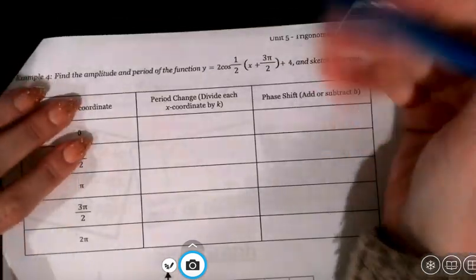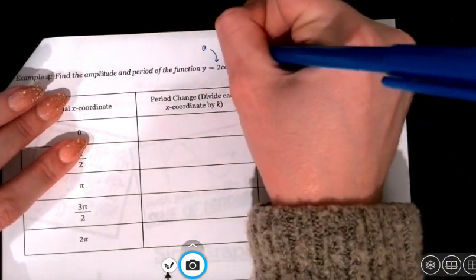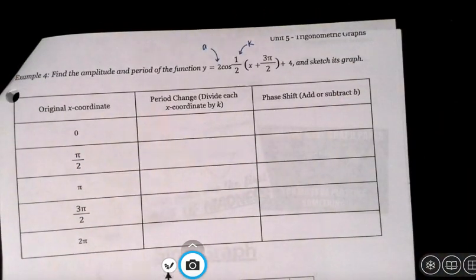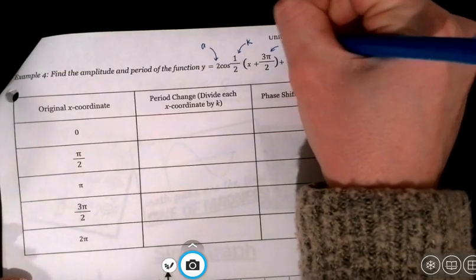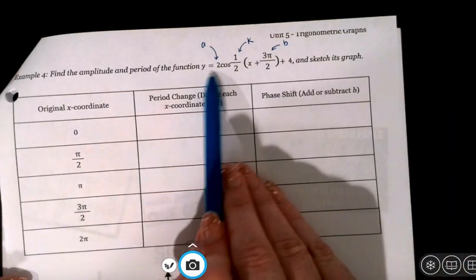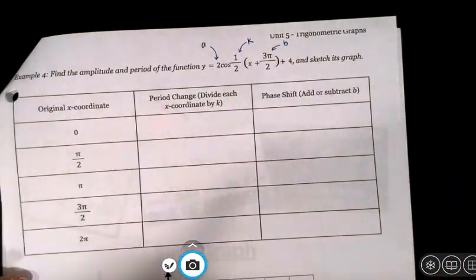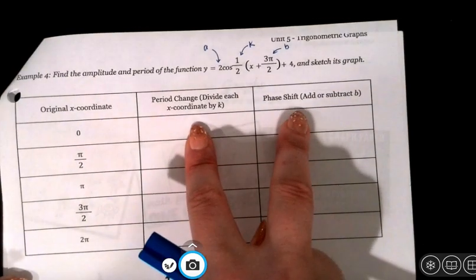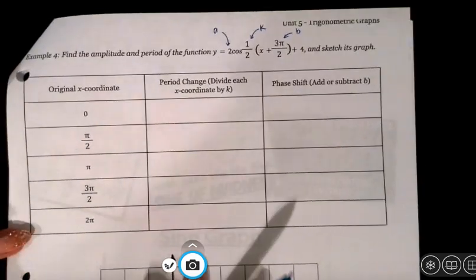So I can identify a couple things. I know that this is my a, and I know this is my k. This right here would be our b, and then this is our d, which is our vertical shift. So I have 1, 2, 3, 4 transformations that are happening. Doing this table only takes care of 2 of them. So let's get started so this video isn't too long.